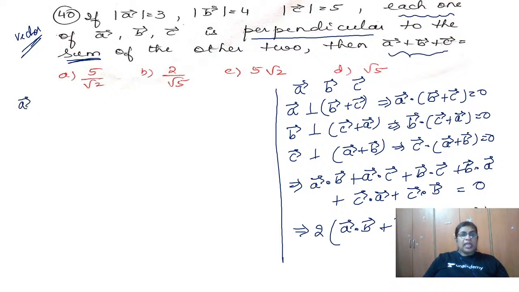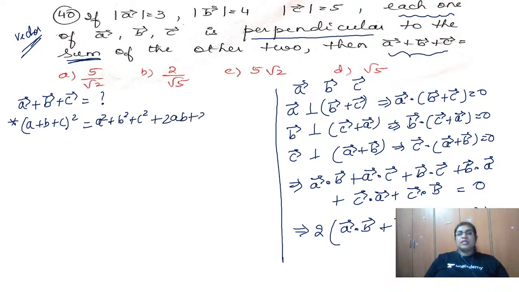So now I have to find the value of A plus B plus C. So what I do, I know the formula for A plus B plus C the whole square. So let me write the formula and then let me write it in the vector form. So what is A plus B plus C the whole square? Formula is A square plus B square plus C square plus 2AB plus 2BC plus 2CA. Now write in the vector notation, wherever there is square you have to write magnitude square.